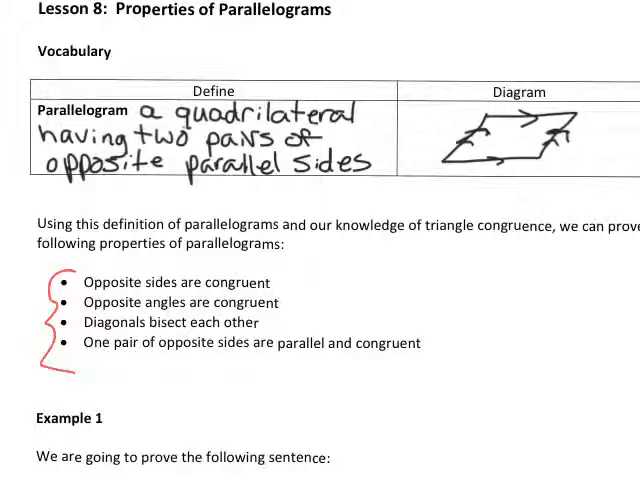Opposite sides are going to be congruent. Opposite angles are going to be congruent. So diagonals are going to bisect each other. So the diagonals of a parallelogram are going to look like that. They bisect each other, and one pair of opposite sides are parallel and congruent. So we're going to prove a couple of these in our notes, and then in class we're going to prove a few more.